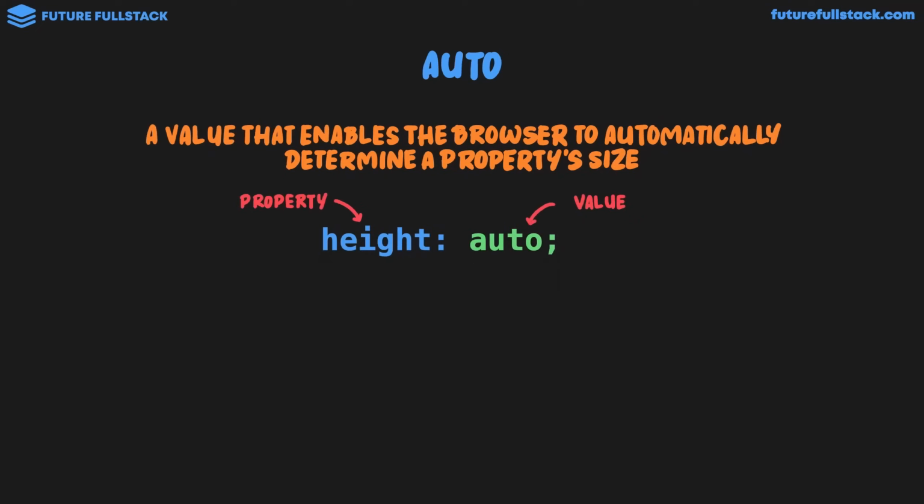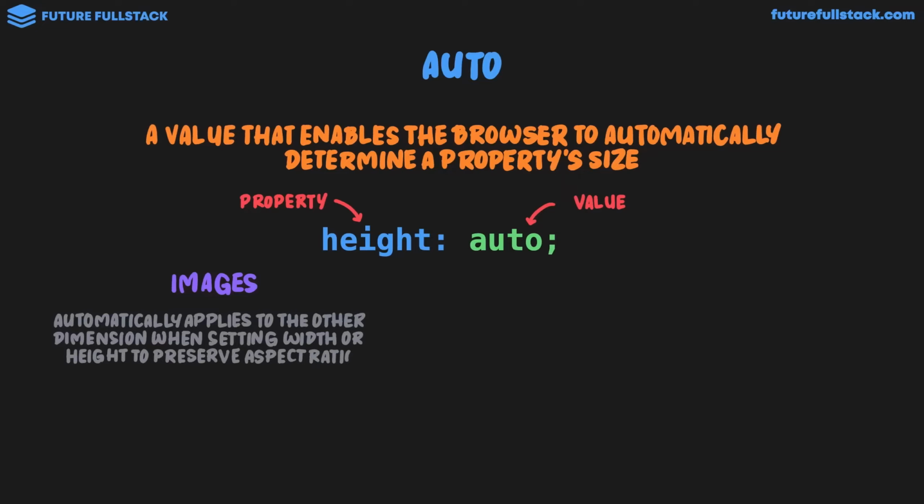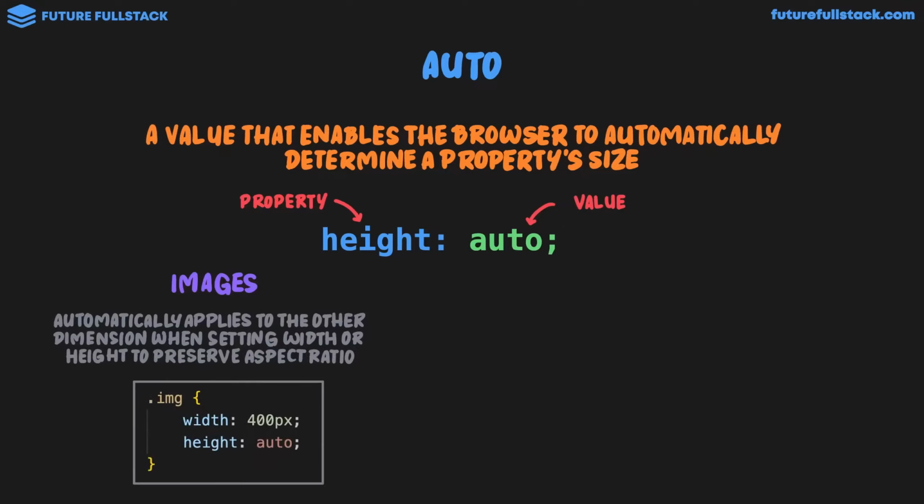We've actually already seen this value applied behind the scenes with images. The value auto automatically applies to the other dimension when setting width or height to preserve the aspect ratio of an image. So for example, we've written CSS code that looks like this, where we would apply a width of 400 pixels and height auto would be applied behind the scenes. Although we didn't explicitly set height to auto, it is being applied behind the scenes so that when the image reduces or increases to 400 pixels, its height will also increase or decrease by the same proportion, so the aspect ratio is preserved. That is, the image won't distort.